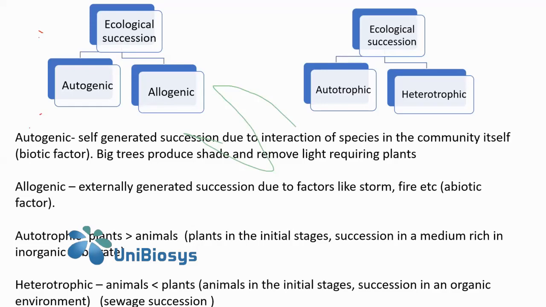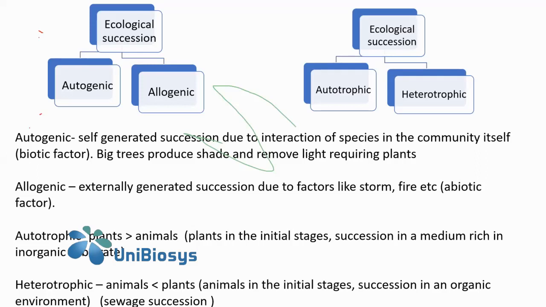So self-generated autogenic succession, where you can see in a succession, you just imagine there are smaller trees there earlier, then they have grown to become larger or big trees. Big trees, what will happen there? They will produce a lot of shade. Plants that have a light requirement, light will not penetrate that area, so those plants will get destroyed. So this is autogenic. The species in that community itself is creating some changes in that community. The big trees themselves created a problem there and eliminated many plants, thereby bringing changes in the structure of that community. So that is called autogenic.